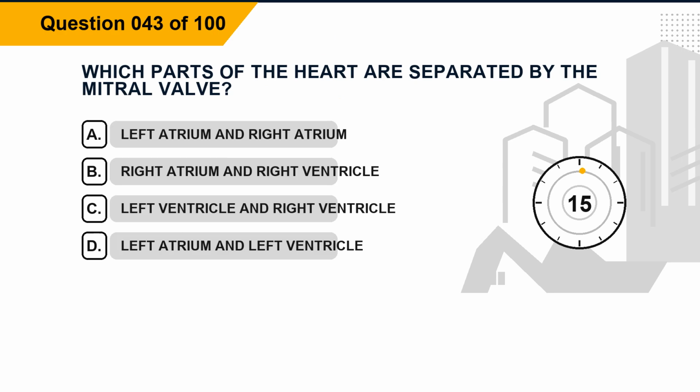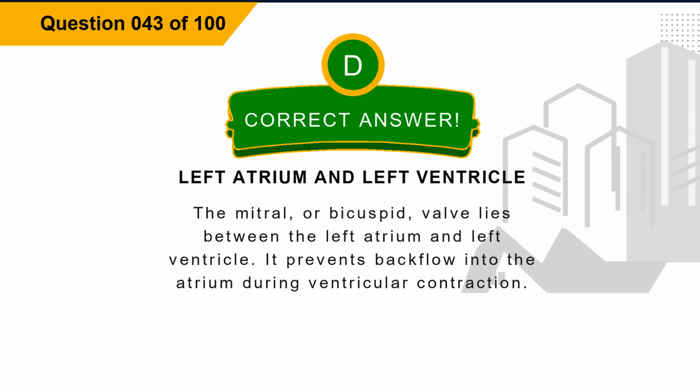Question 43. Which parts of the heart are separated by the mitral valve? Option A, left atrium and right atrium. Option B, right atrium and right ventricle. Option C, left ventricle and right ventricle. Option D, left atrium and left ventricle. The correct answer is option D, left atrium and left ventricle. Explanation. The mitral, or bicuspid, valve lies between the left atrium and left ventricle. It prevents backflow into the atrium during ventricular contraction.